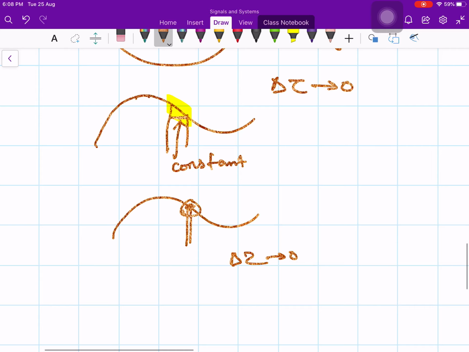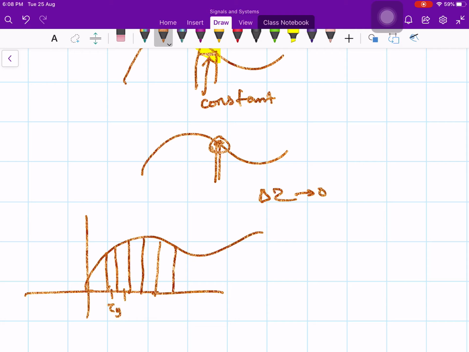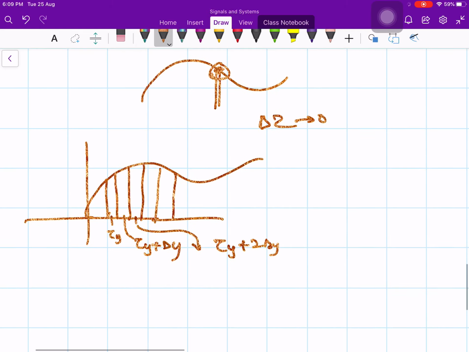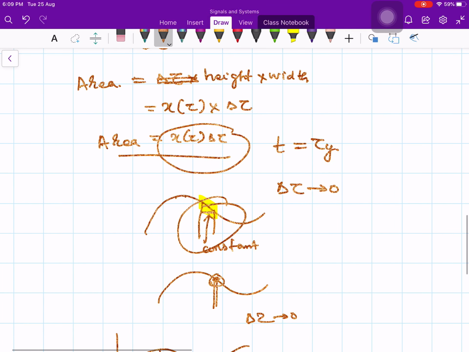So x of t can be approximated as a number of impulses. See, you have x of t like this. You can take one impulse here, second impulse here, third impulse here, fourth impulse here, like that. So this is tau y plus delta y, and this point is tau y plus 2 delta y, like this. So there are a number of impulses. A particular impulse which I have sketched in this figure; here we have sketched only one pulse.